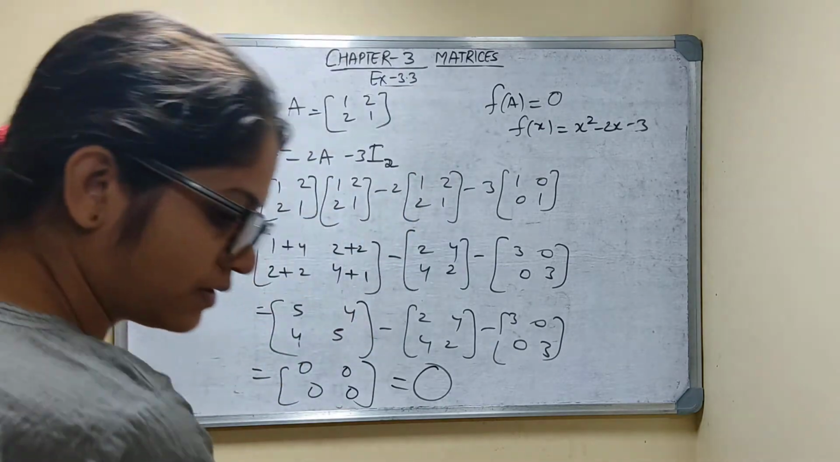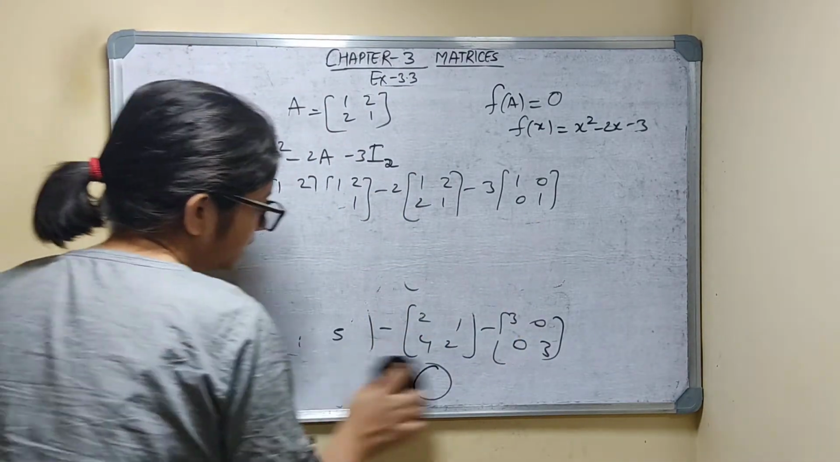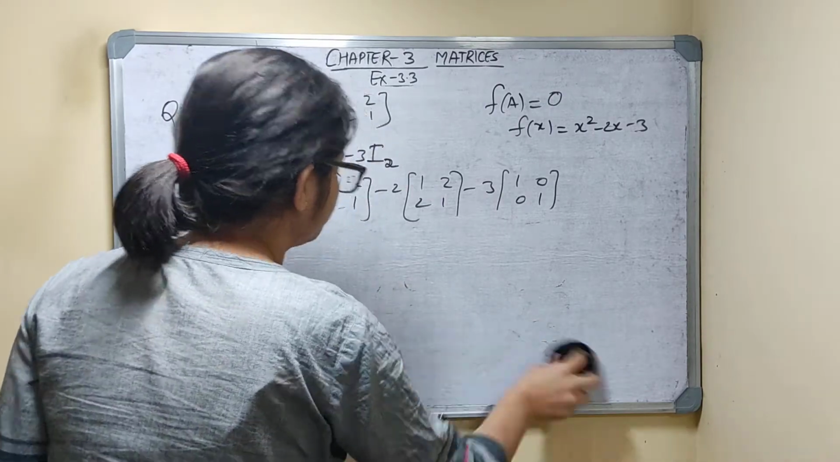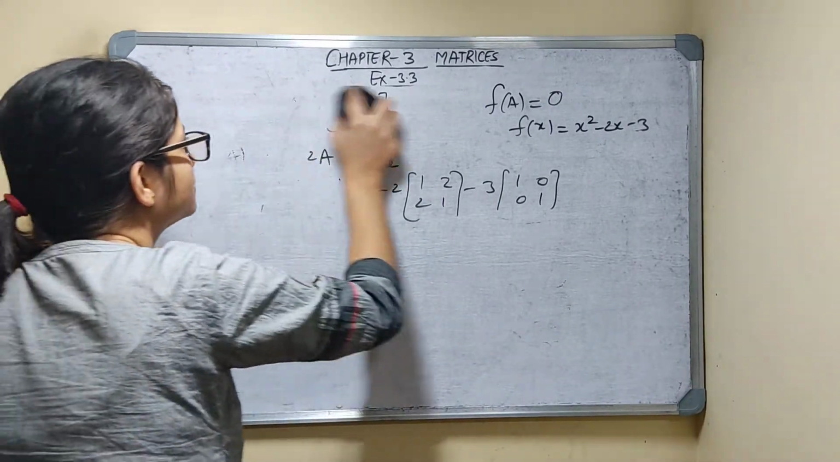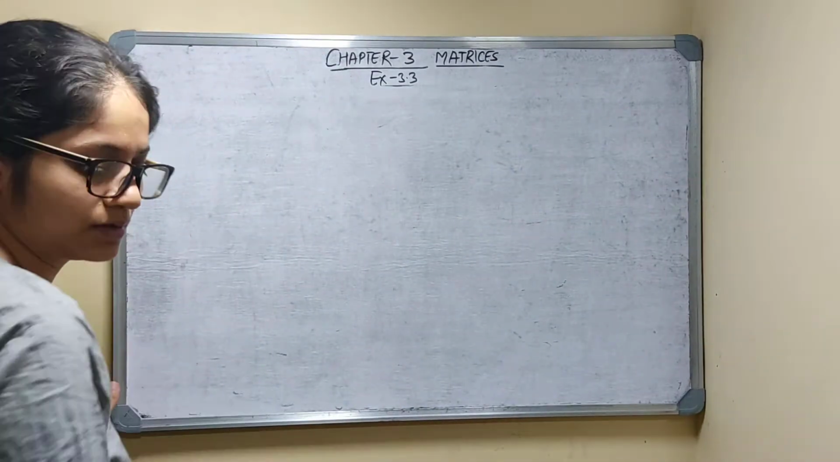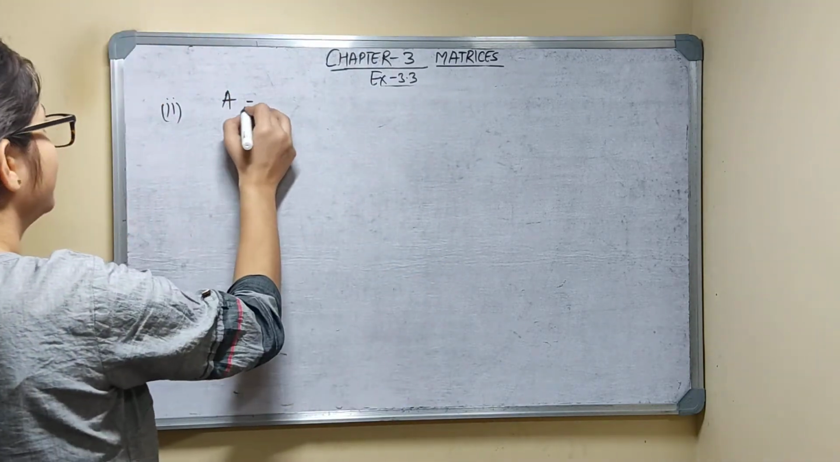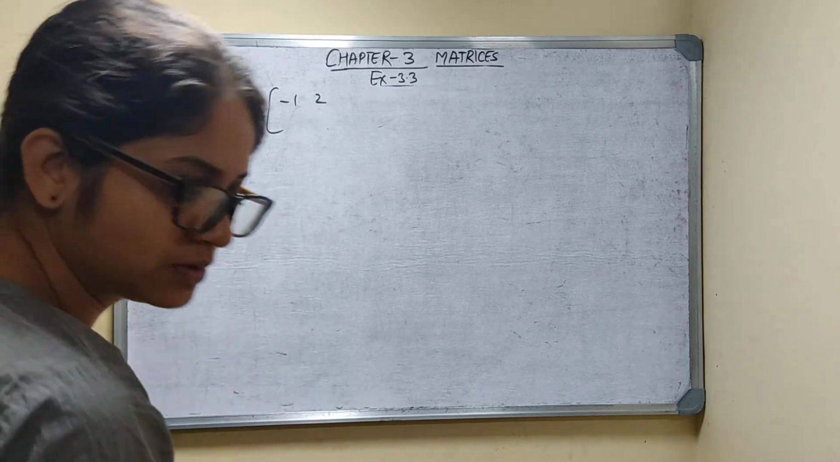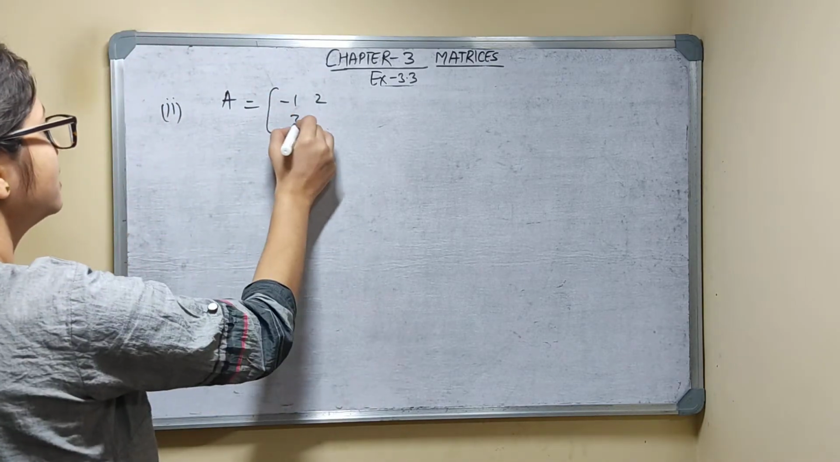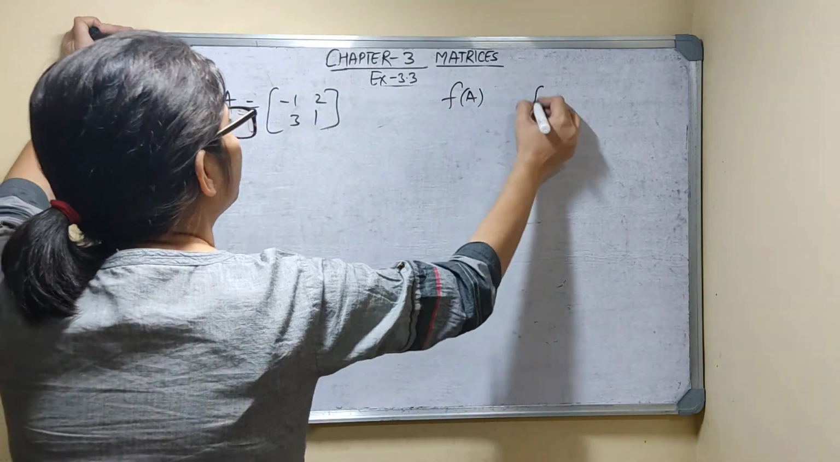Fx is equal to this. Second part I am doing. Easy only, same. Second part you can see: A is equal to [[-1, 2], [3, 1]]. Find f of A when fx is given.